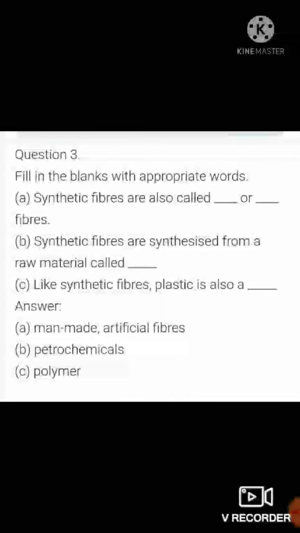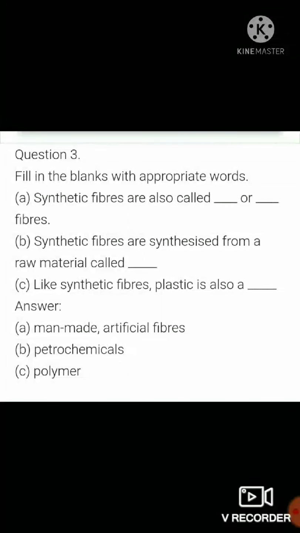Okay. Now question number 3. Fill in the blanks with appropriate words. A. Synthetic fibers are also called man-made or artificial fibers. B. Synthetic fibers are synthesized from a raw material called petrochemicals. C. Like synthetic fiber, plastic is also a polymer.